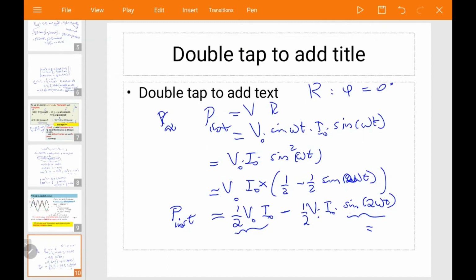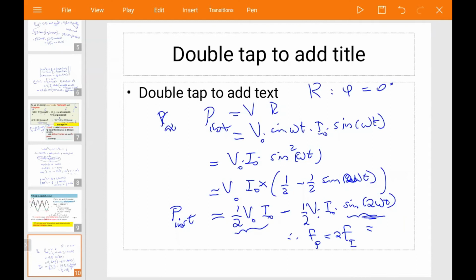So now this one represents power. You have 2 omega t. Therefore, the frequency of power is twice the frequency of the current, I mean voltage. That's what you have to know.